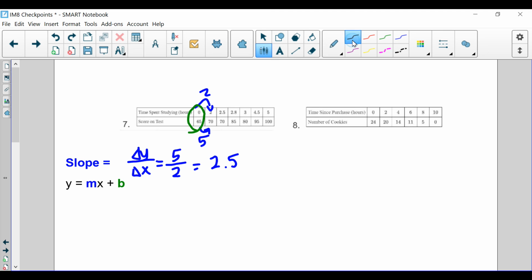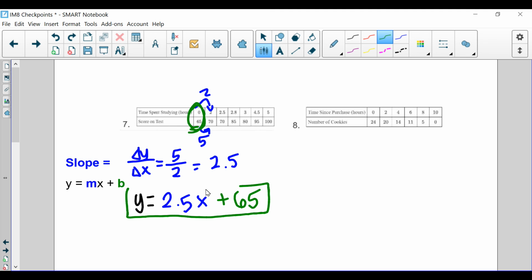So we would say y is equal to 2.5x. And then we're going to add our y-intercept, which in this case is here, which is 65. Oh, and there we have it.